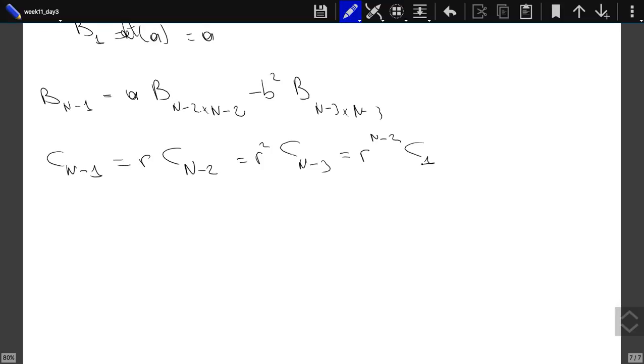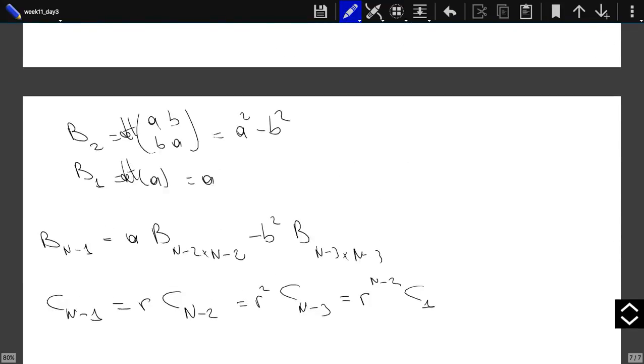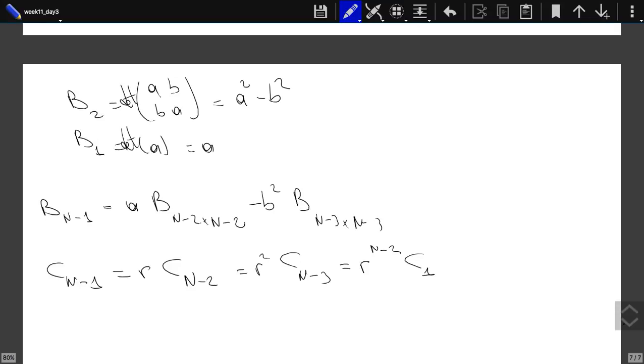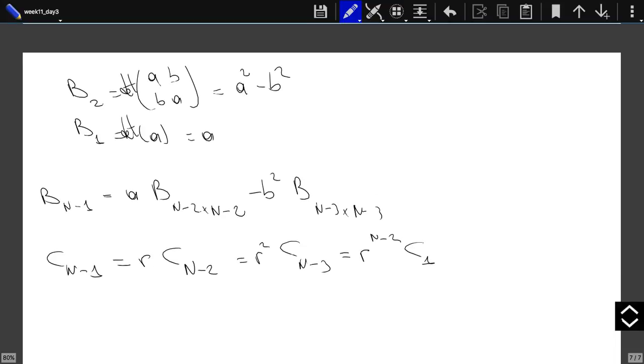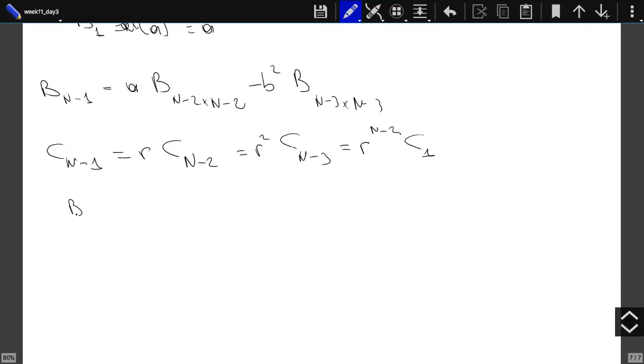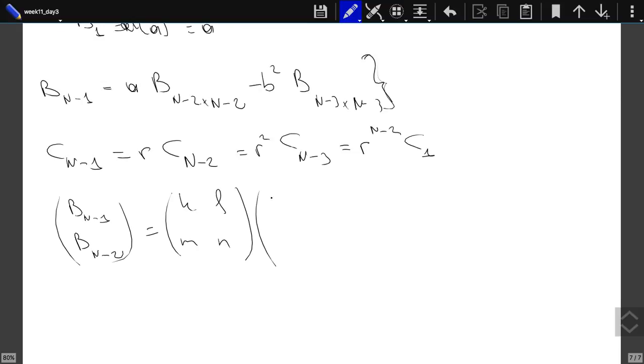Well, we don't have such a simple recursion formula because every B depends on the previous one and also the two previous ones. But we can actually write it in such a form. So let's try to rewrite exactly the same expression: B_{n-1}, B_{n-2} is equal to some matrix K, L, M, N times B_{n-2}, B_{n-3}.